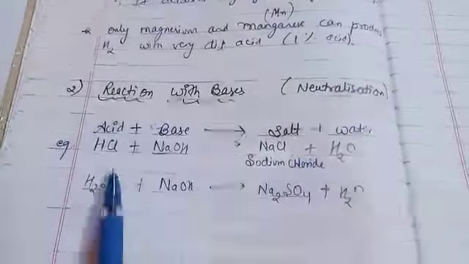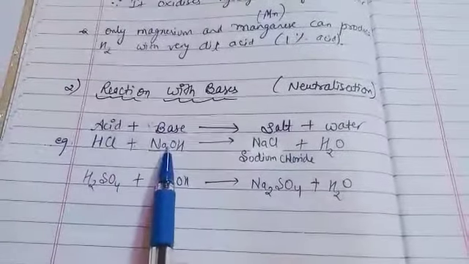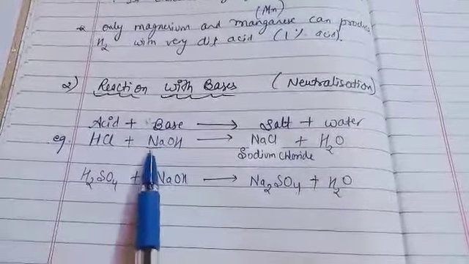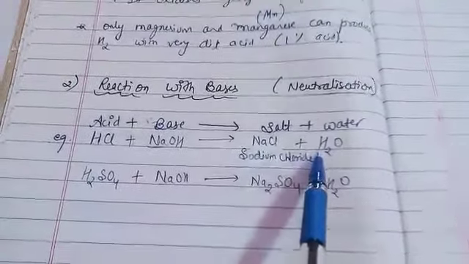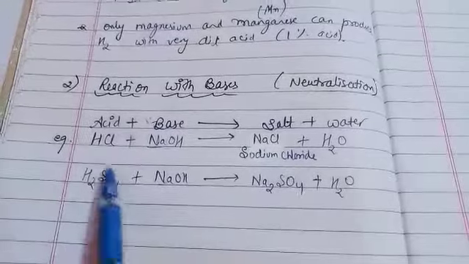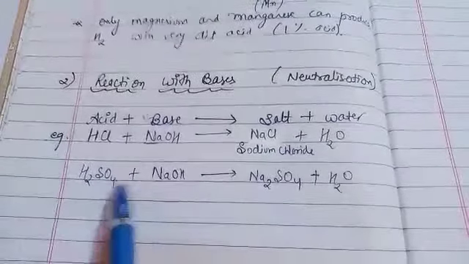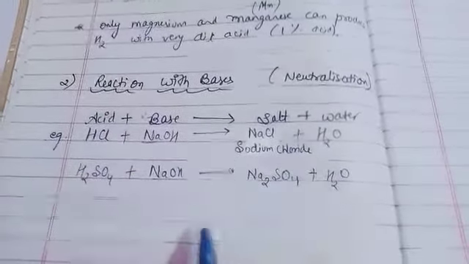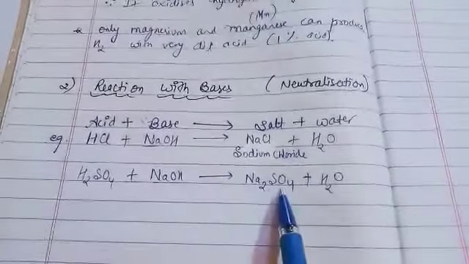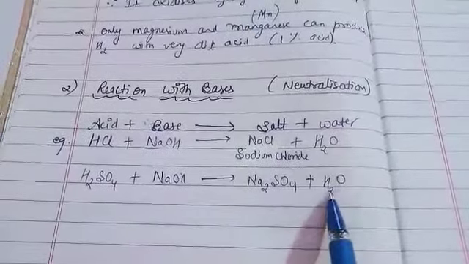So when acid reacts with base, it gives salt and water. Just see, HCl plus NaOH, acid plus base, gives NaCl plus H2O. It's a type of double displacement reaction also. Now you can take another example: H2SO4 along with NaOH, you can take KOH, you can take calcium hydroxide, your wish. Now it forms sodium sulfate plus water.